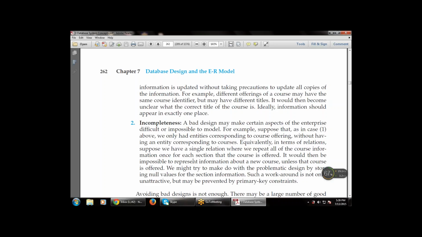For example, suppose that in the case above we only had entities corresponding to the course offerings without having an entity corresponding to the courses. In terms of relations, suppose we have a single relation where we repeat all the course information for each section that the course is offered. It would then be impossible to represent the information about a new course. So that is incompleteness.